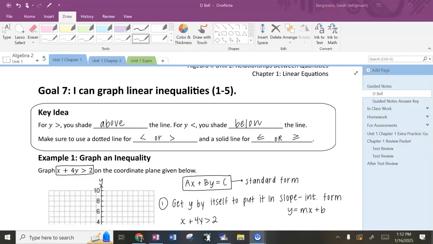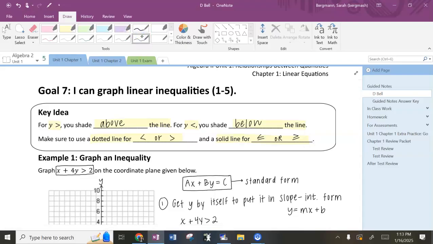There's two things that you really have to know for this. If it says y is greater than, you're going to shade above the line or above the y-axis. Whereas if it says y is less than, that's when you shade below the line or below the y-axis. That's the first thing. And the other thing you have to know is that you use a dotted line if it just says less than or greater than, a solid line if it also has or equal to.